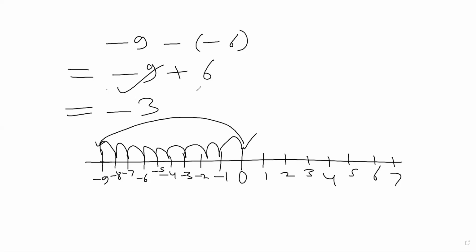We have to now move towards the right, 6 steps. Like I told you to go downwards for minus, here you have to go leftwards for minus. Negative means left, positive means right. Now we have to jump 6 times towards the right from where we are, -9. Plus 6 means 6 jumps towards the right: 1, 2, 3, 4, 5, 6, -3. So this is the answer that we are getting.